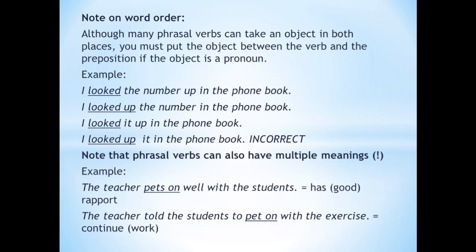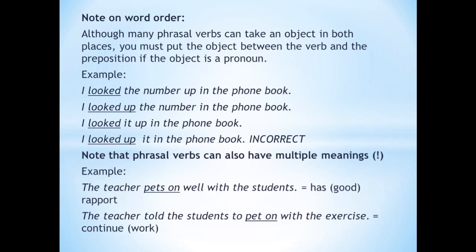Note that phrasal verbs can also have multiple meanings. Example, the teacher gets on well with the students. And the teacher told the students to get on with the exercise. So it has two meanings: to have a good relationship in the first sentence, and in the next sentence, get on with means to continue. I'm sorry for the mistake I made.